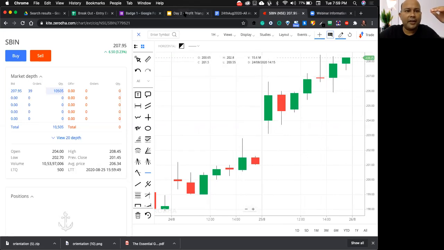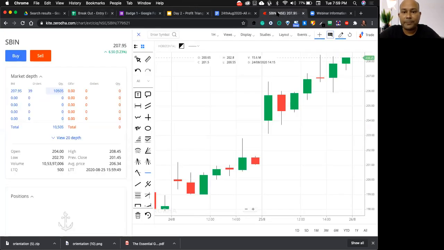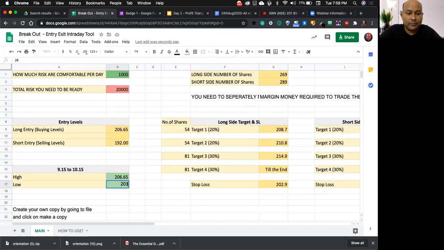High at 10:15 was 206.65. I have updated now. Low is 203.1. All right, I have updated. Now I know my buying levels. I know my selling levels. Now I know my targets also.